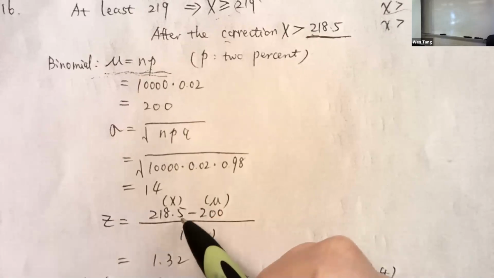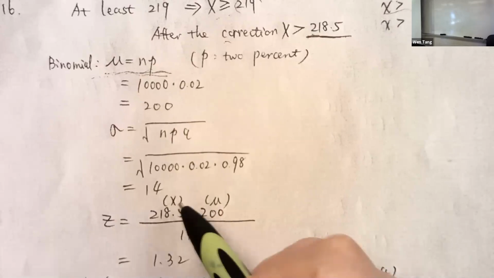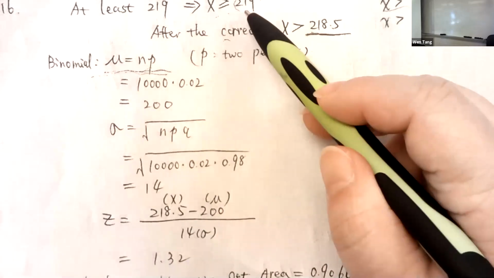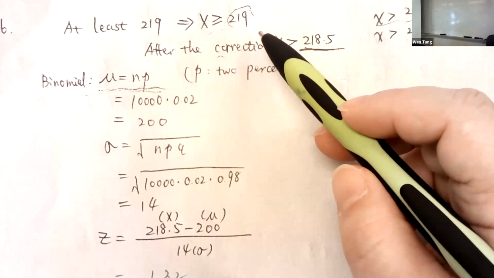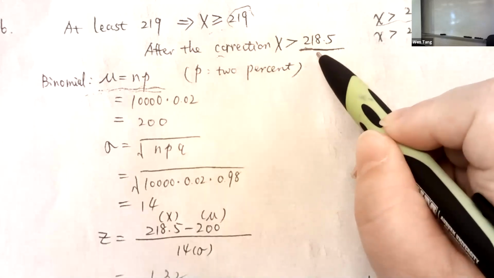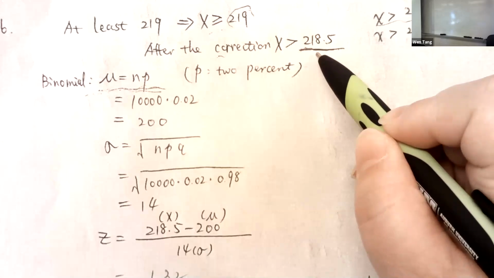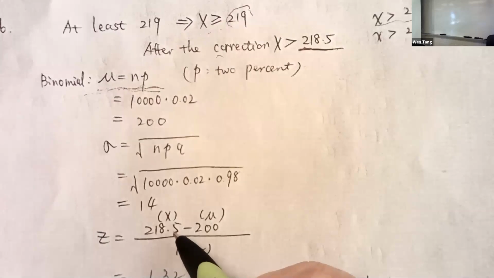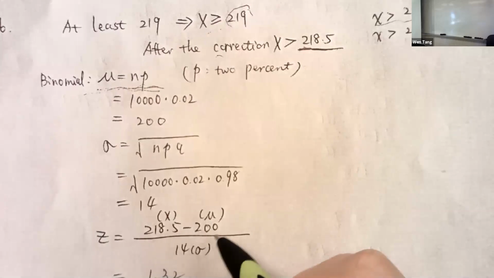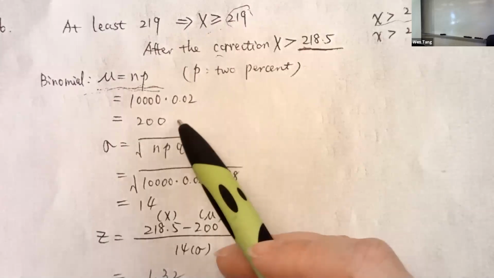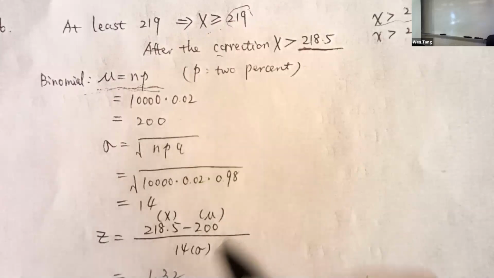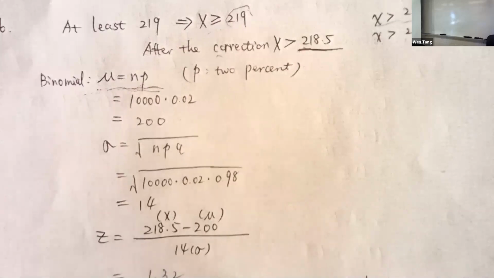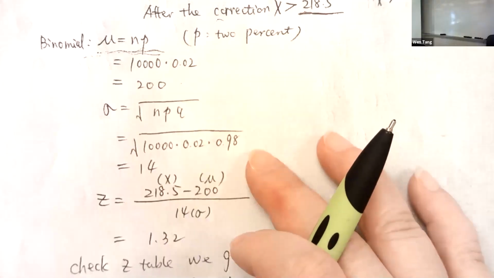So first, what is the z-score? We will use the formula. First, the x value. Here, again, the x value is no longer 219. You should use the value after the correction. The new x will be 218.5. So that is the x here, 218.5 minus mu, right? From the previous step, we know that's 200. And divided by 14, that's the sigma. So we will get the z, 1.32.